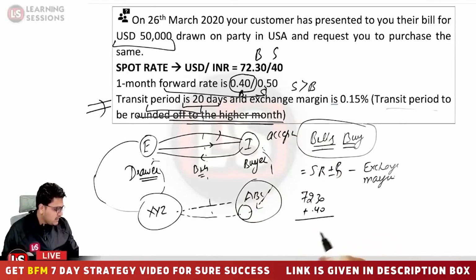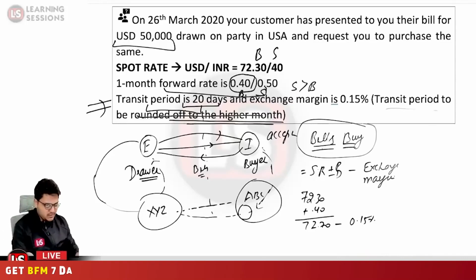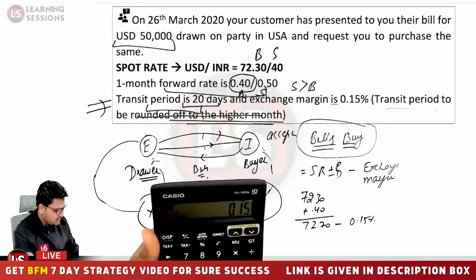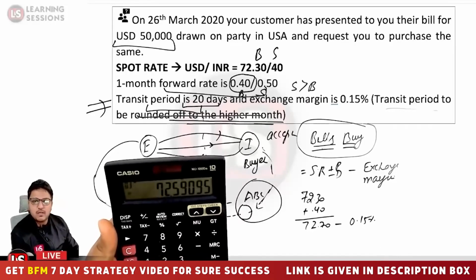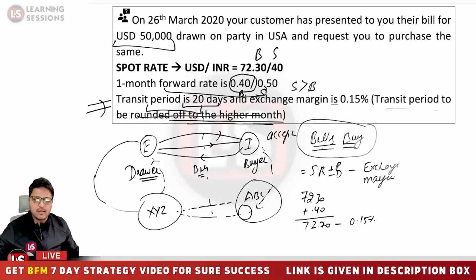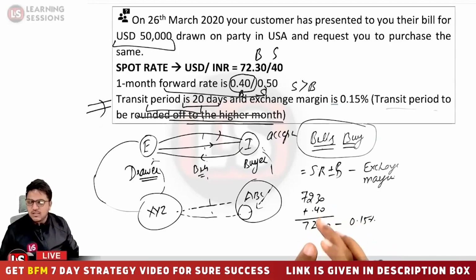72.30 plus 0.40 will be equal to 72.70, minus the exchange margin, which is 0.15%. So it is 72.70 minus 0.15%, which is equal to 72.59095. So that would be the price applicable on the transaction, as per which we will be crediting the amount to the customer's account. So that will be the answer. It comes out to be 72.59.